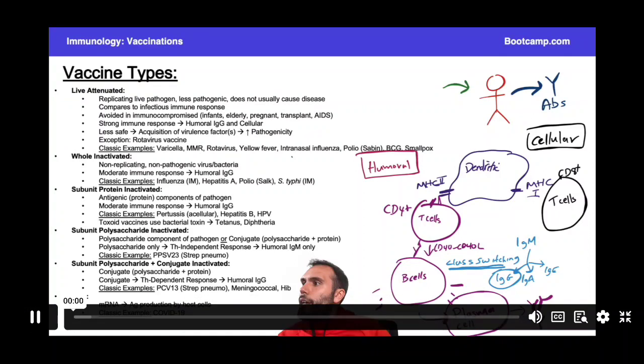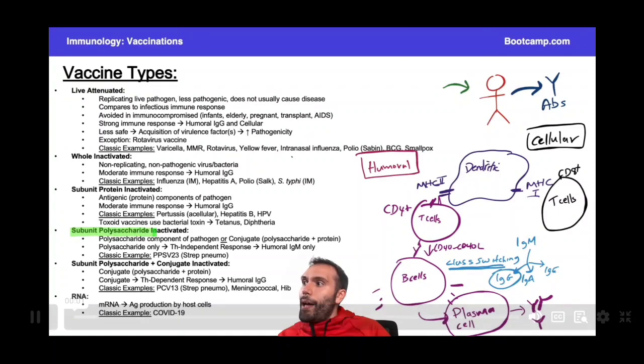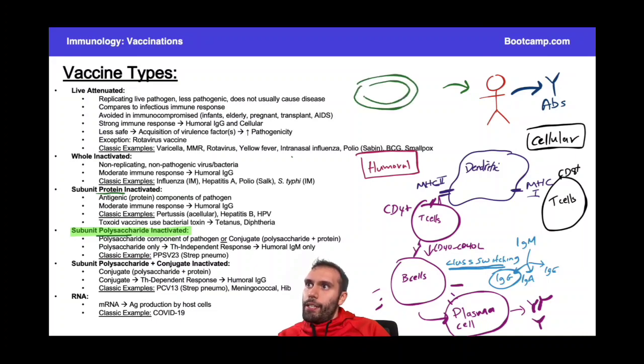Let's start talking about these subunit polysaccharide inactivated vaccines. How does this polysaccharide differ from the protein variant? Well, to answer that question, let's start with a bacteria here. So we're just going to take some bacteria, and maybe this bacteria has a capsule. And let's just say that this is a polysaccharide capsule.